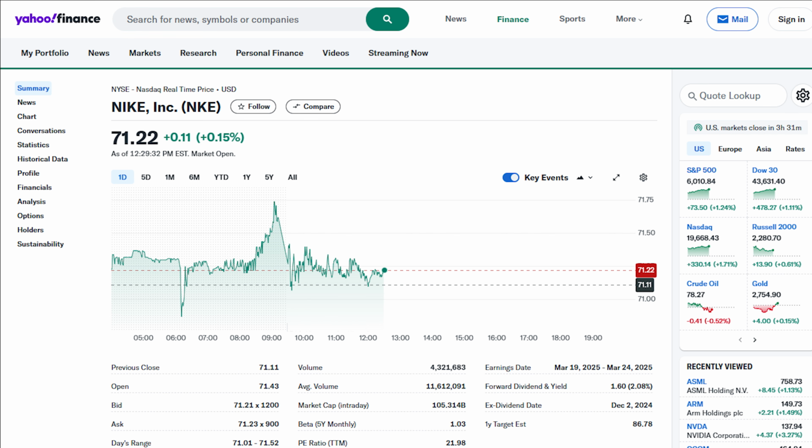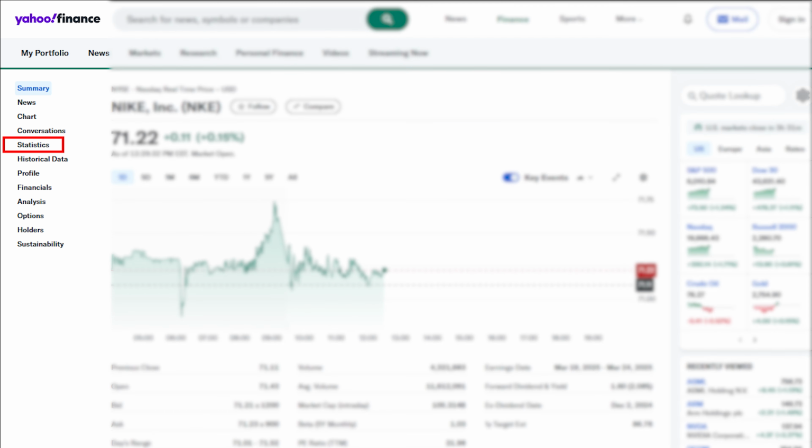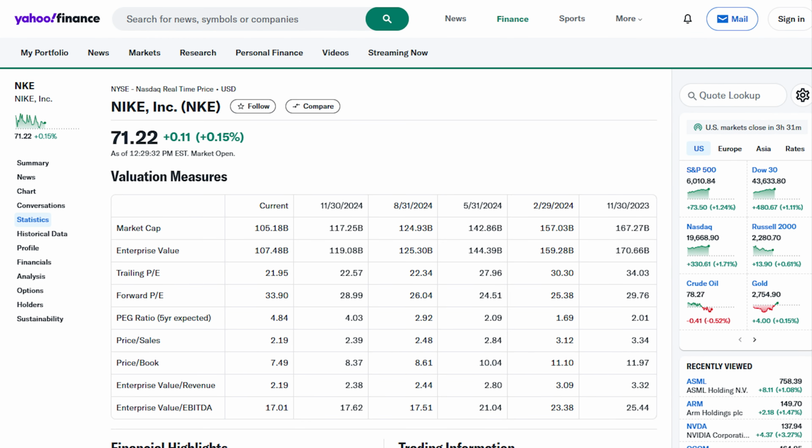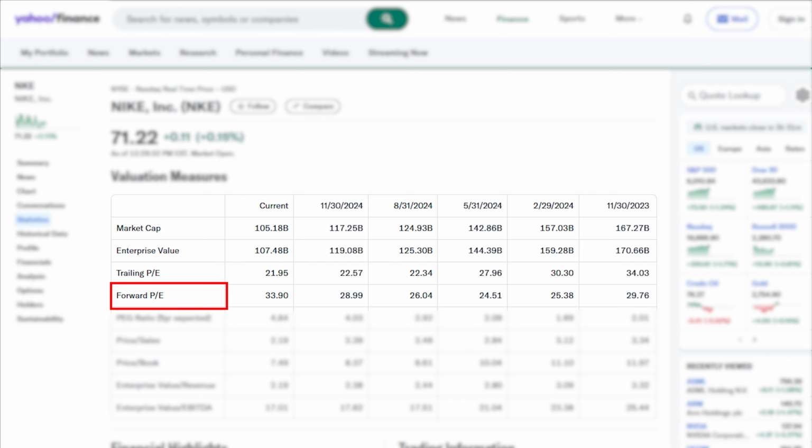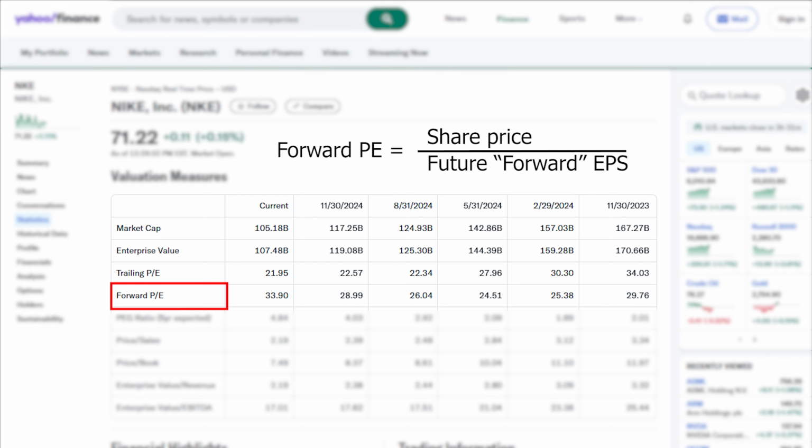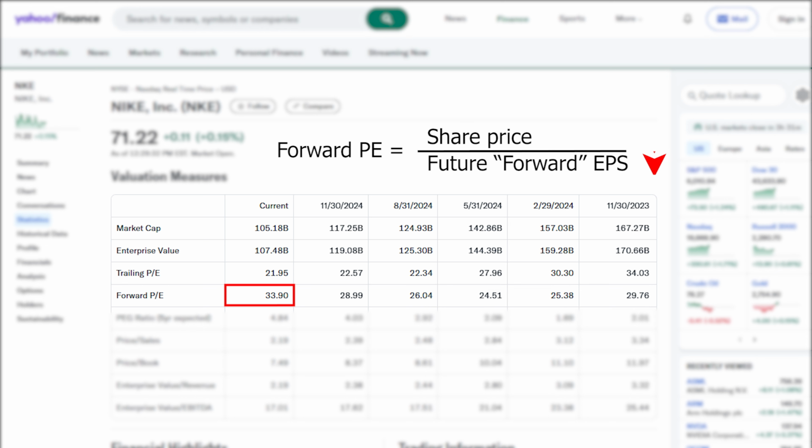To dig a little bit deeper, head over to Statistics, where you will find another PE metric called the forward PE. This compares the current stock price to the expected future EPS, giving us a glimpse into what analysts anticipate for the company's earnings. For Nike, the forward PE is 33.90. Without even diving into Nike's detailed future financials, we can see that its EPS is expected to decline.